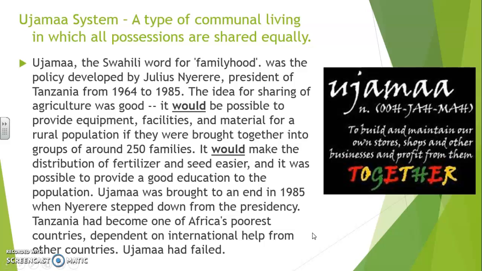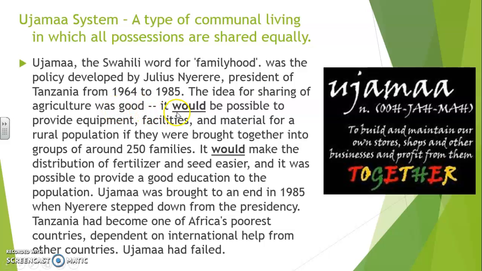Their president, you'll need to find his name, but I'll show you right here, Julius Nyerere. He was president from 1964 to 1985, and he thought it would be good to do some communal living. Remember that in Iowa history where you share everything in common? He thought they'd be happy. He called it Ujamaa. Ujamaa is Swahili, which is the national language of Tanzania. It means familyhood. And his idea was, we're going to share everything.